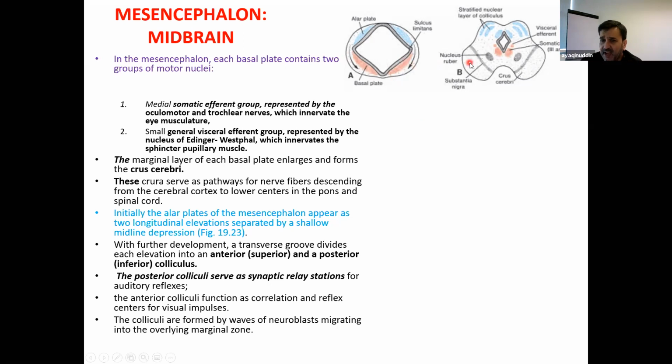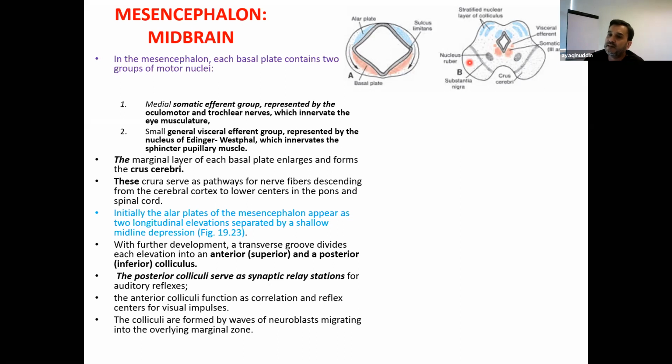Now here they have only two groups of neurons which originate from the basal plate. One is the medial somatic group, and this medial somatic group is going to supply the muscles which have originated from the somites, and these are the muscles of the eye which move the eye. And these are at the lower part of the midbrain. This is the trochlear nucleus, which supplies only one muscle, the superior oblique. In the upper part of the midbrain, there is the oculomotor nucleus, which is going to supply all other extraocular muscles of the eye which move the eye.